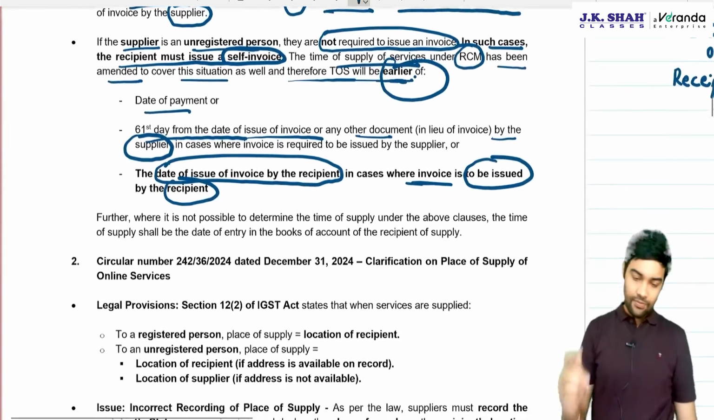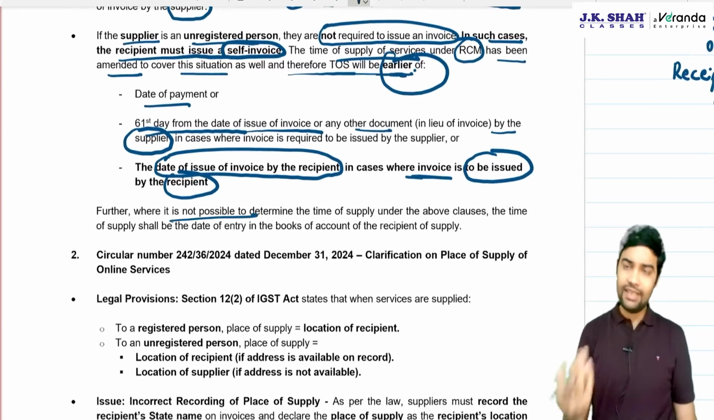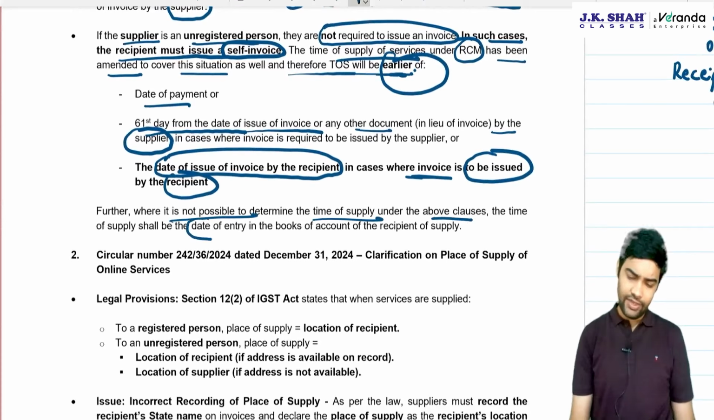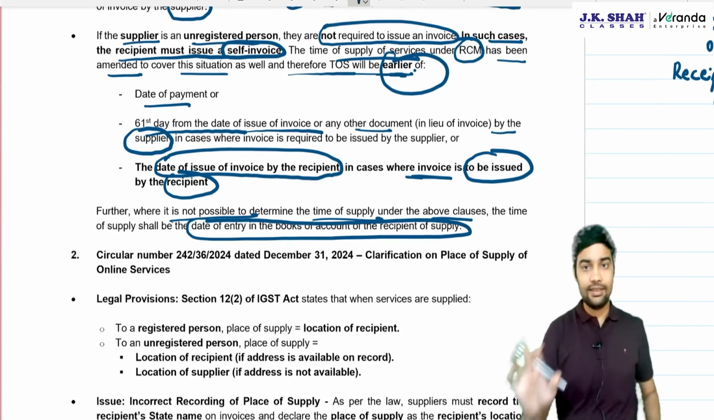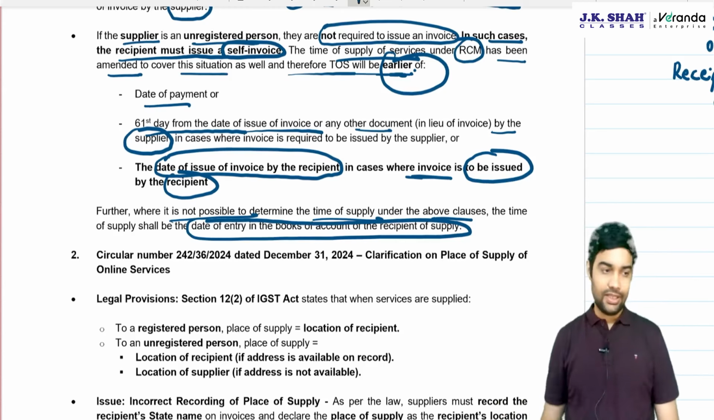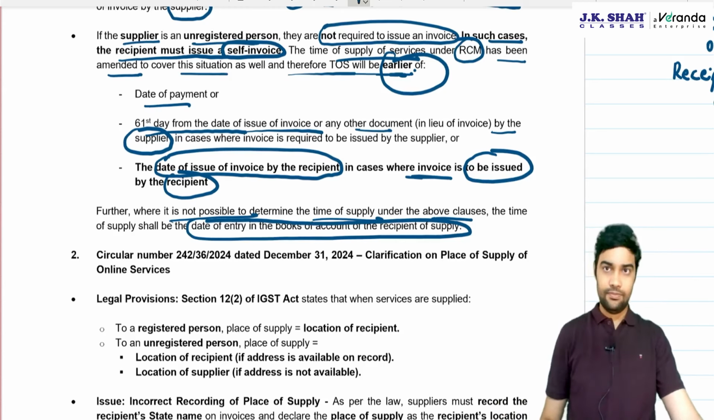Okay. When it is not possible to determine the time of supply in the above provisions, the date of entry in the books of recipient is used. This is the same as earlier. There is no change in this particular point. Done?